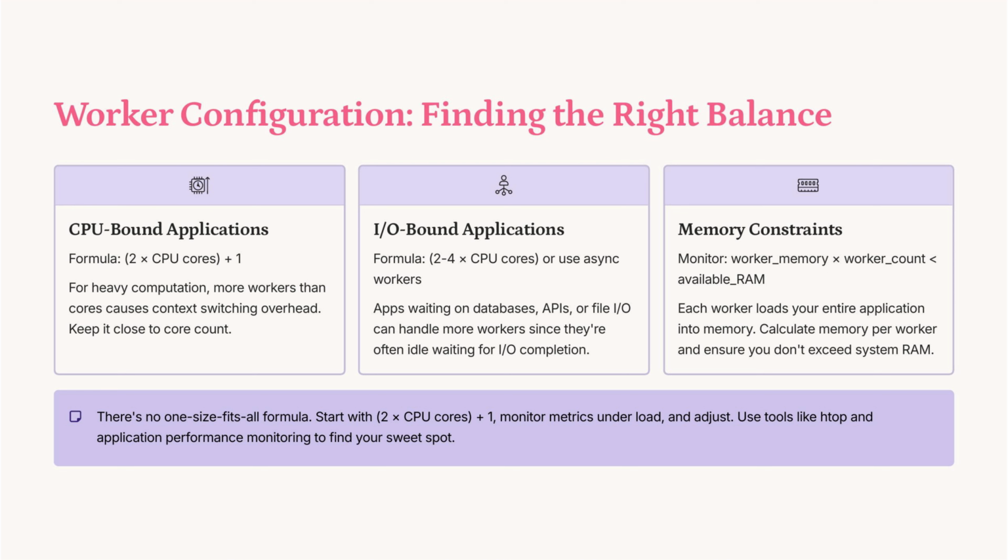For CPU-bound applications, use 2x CPU cores plus 1 workers to minimize context switching. I/O-bound applications benefit from 2-4x CPU cores, or async workers due to idle time. Monitor memory usage. Worker memory times worker count should be less than available RAM. Start with the basic formula, monitor and adjust using tools like htop.